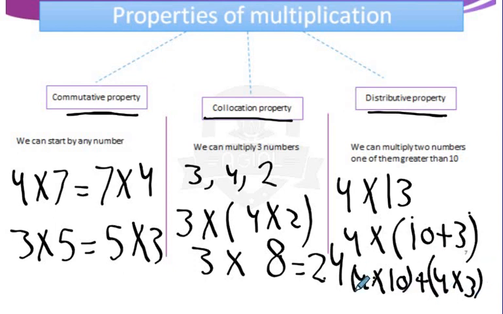4 multiply 10 equals 40 plus 4 multiply 3 equals 12. So 40 plus 12. 0 plus 2 equals 2. And 4 plus 1 equals 5. So 4 multiply 13 equals 52. This is called distributive property. We use it if we want to multiply 2 numbers, one of them greater than 10.